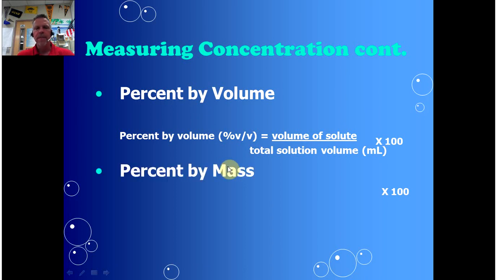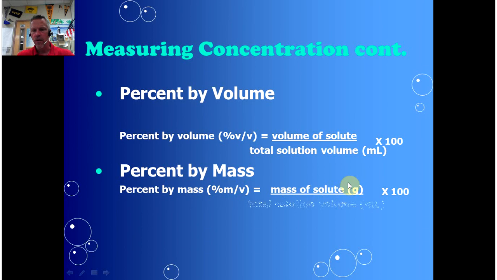The other flavor of percent composition is called percent by mass. And this is where you have the mass of the solute in grams divided by the total solution volume again. So it's structurally similar to percent by volume, but instead of a volume of solute, we've got a mass of solute. This is more appropriate for when you've got a solid dissolved in a liquid. Here's the abbreviation, percent M over V. See the difference between these two? Percent by volume, percent by mass. Otherwise, they're very much alike.